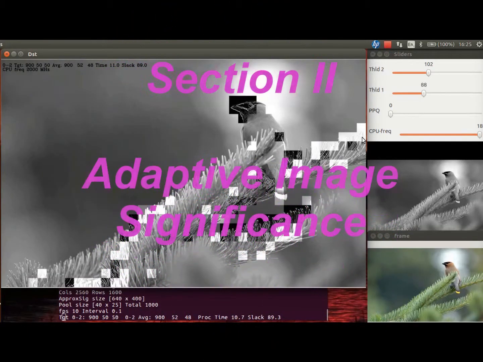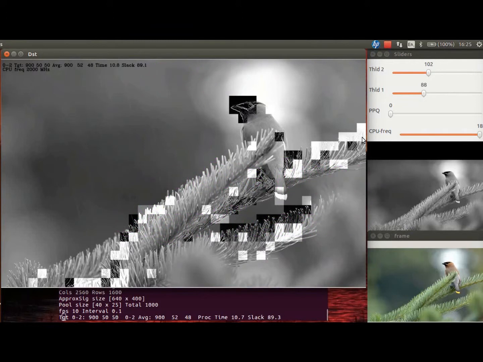So now we move on to adaptive approximate image significance. By using two separate threshold levels, we can easily classify areas of the image into 3 levels: low significance, or 0, where no processing takes place; medium significance, 1, where a 3x3 convolution is performed; and high significance, 2, where a more accurate 5x5 convolution is performed.